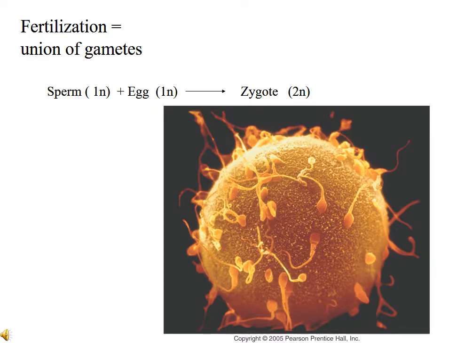So now that we understand how sperm and eggs are formed, and how gametes are formed, remember the sperm is 1N, the egg is 1N, and during fertilization, sperm and egg combine, and the first thing that is formed is a zygote. And we're going back to 2N again. The zygote, of course, is the first little structure that eventually leads to the development of a full organism.